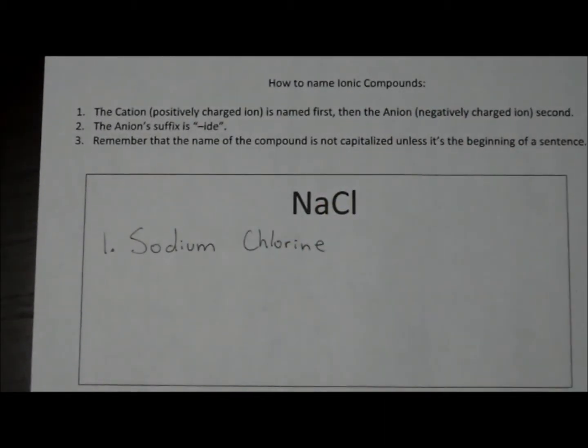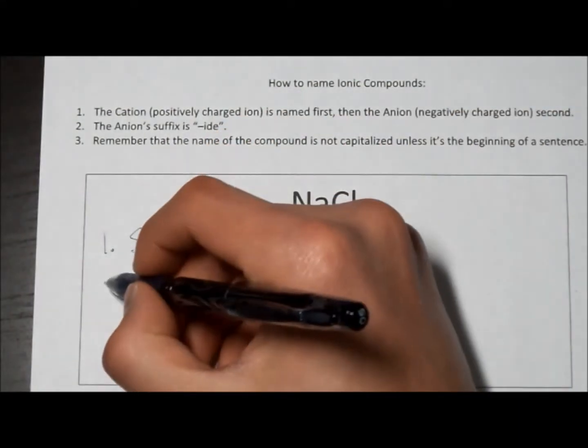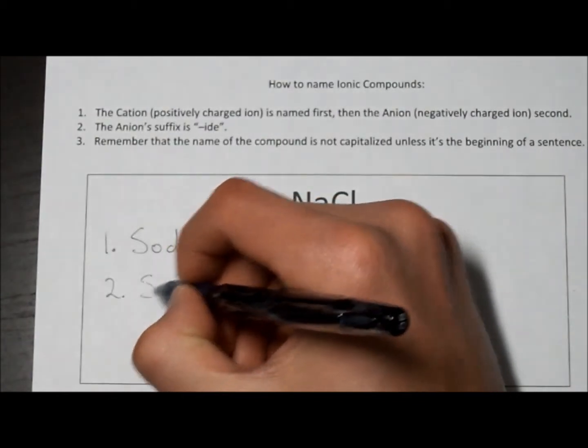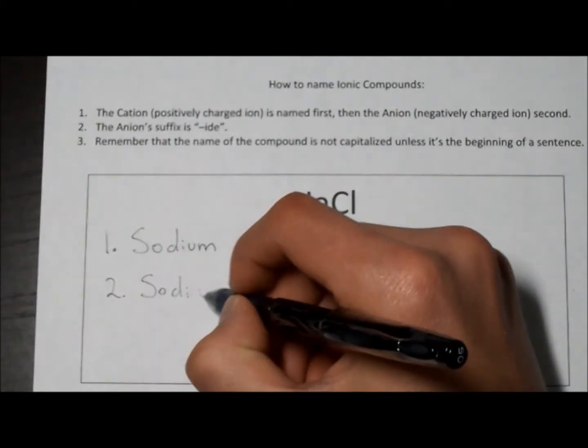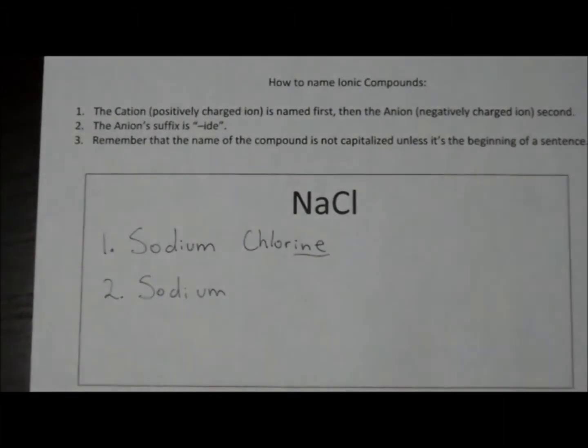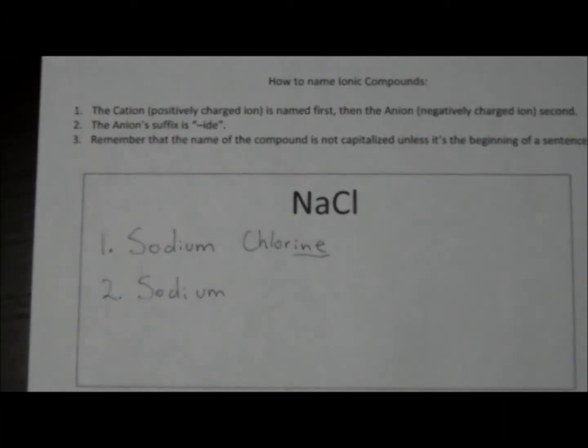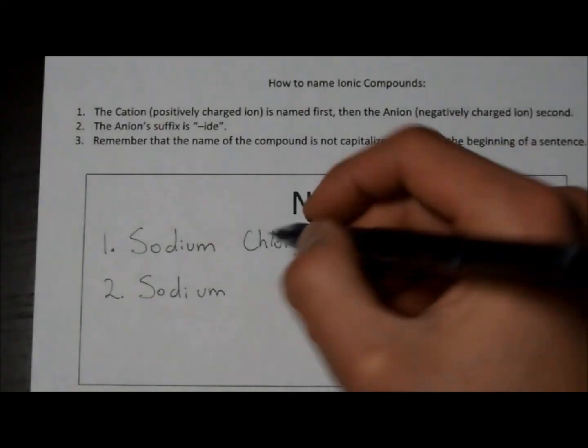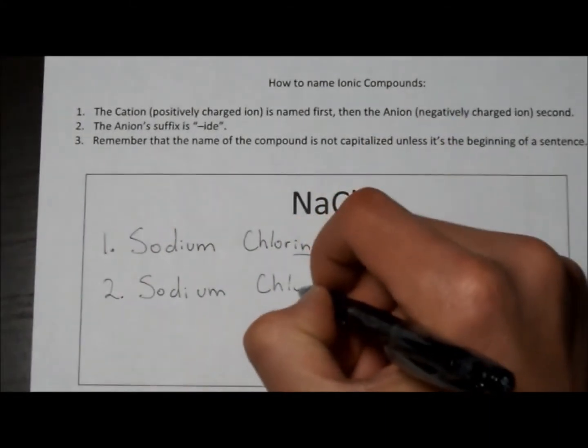The next step is to change the anion suffix to IDE without changing the cation. So, simple enough. Sodium remains the same. Chlorine, its suffix, so its ending, of INE changes to IDE. So, chloride.